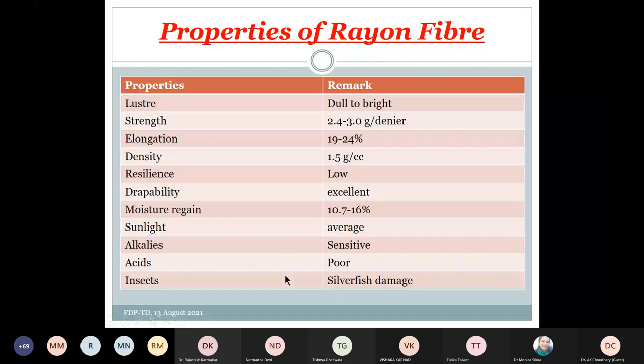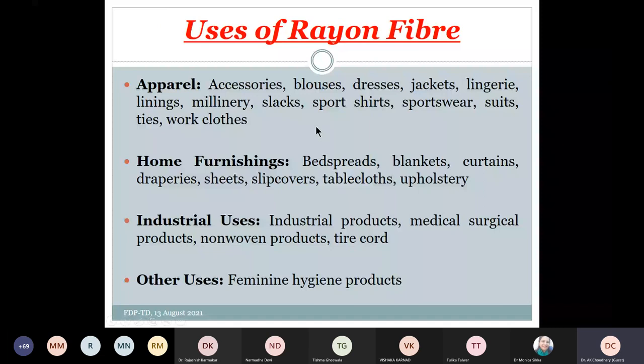So, applications. Viscose rayon fibers are used in apparel and accessories, such as blouses, dress materials, jackets, lingerie, linings, millinery, slacks, sports shirts, sportswear, suits, ties, and other work clothes, formal clothes. In home furnishing: bedspreads, blankets, curtains, draperies, sheets, slipcovers, tablecloths, upholstery. Industrial applications: medical surgical products, nonwoven products, tire cord in the production of tires, and other usage.